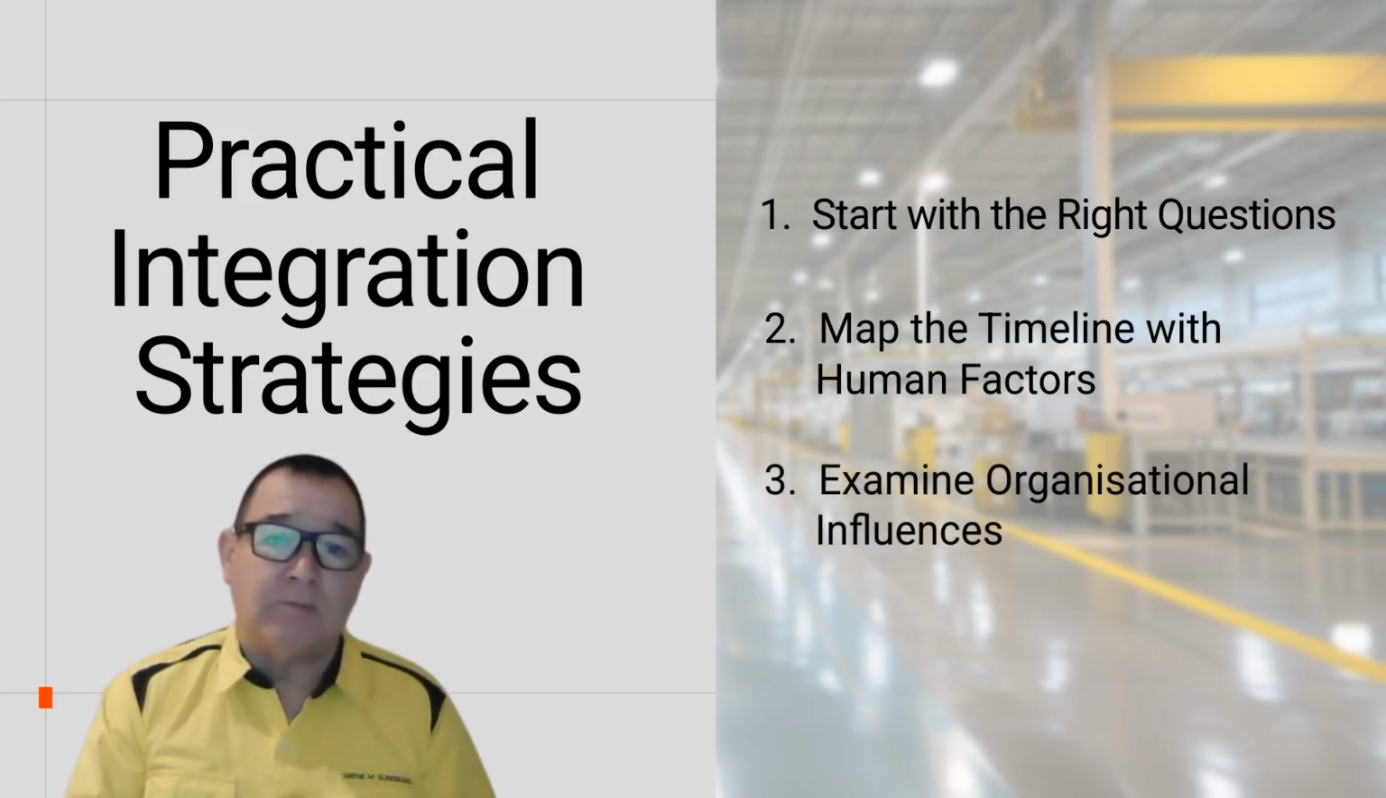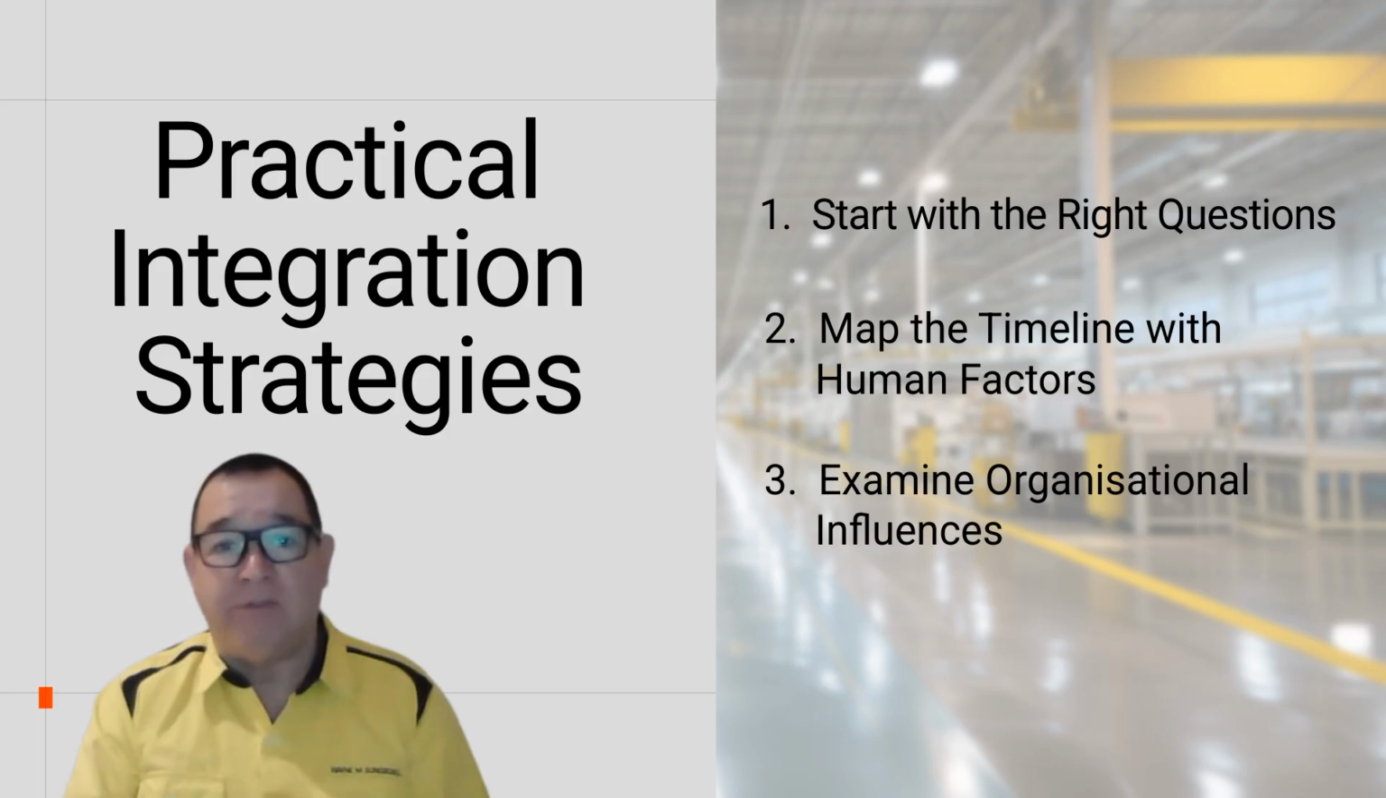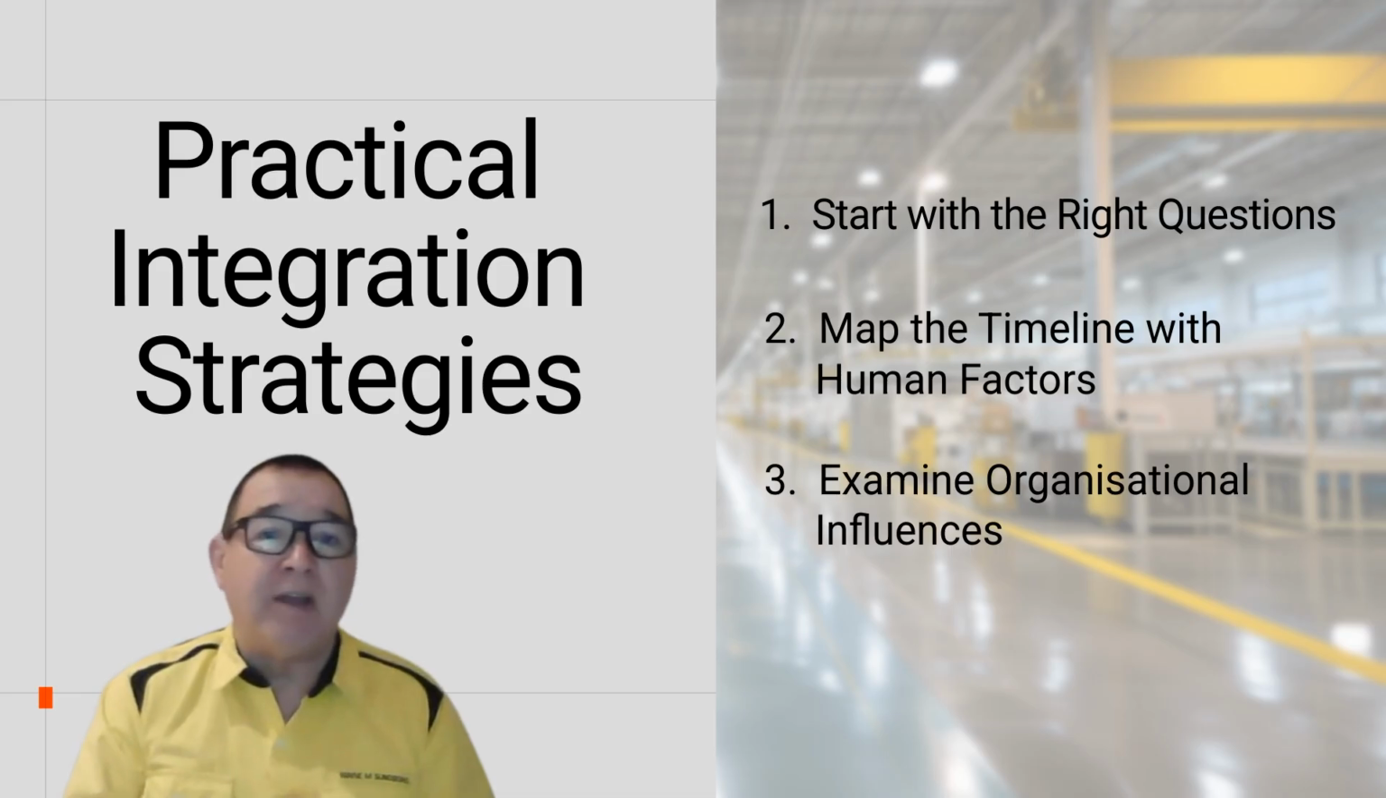Examine organizational influences. Look beyond the immediate work environment to organizational factors. Safety culture, resource allocation, training adequacy, and management priorities. Often, the roots of human error trace back to organizational decisions made far from the accident scene.